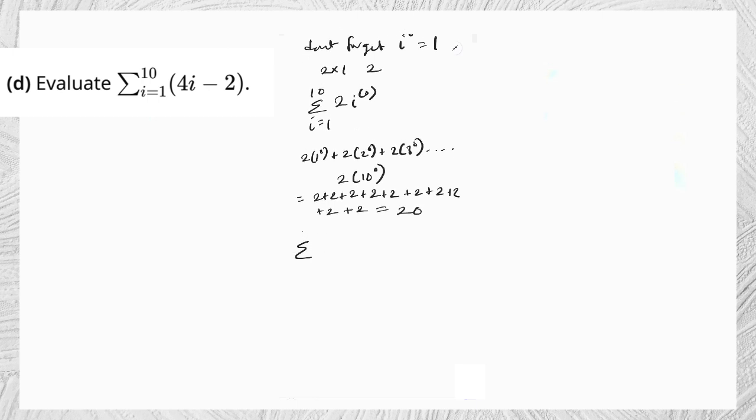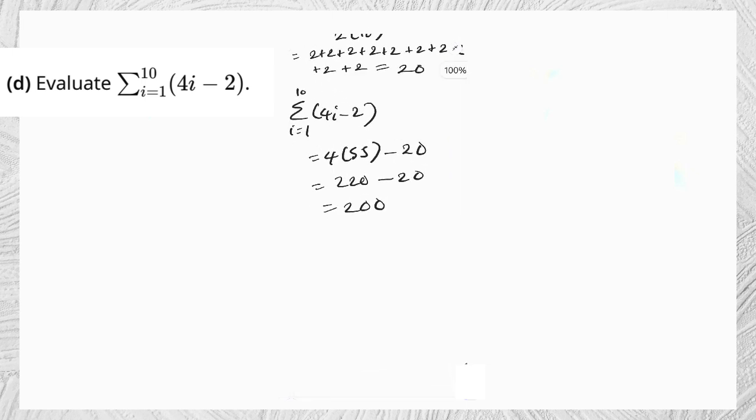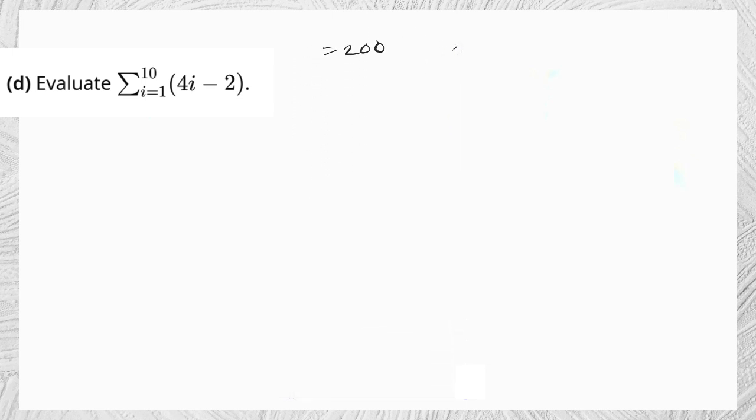So now that we've gotten the second part as 20, we can sum all parts together. We remember we ended up with 4 times 55 for the first part, and now we subtract 20. So 4 times 55 will give you 220, and 220 minus 20 will give you 200. You can see that this method is best suited for large numbers, because if you were to substitute 1, 2, 3 up to 10 into i, it will take a very long time for you to arrive at your answer.